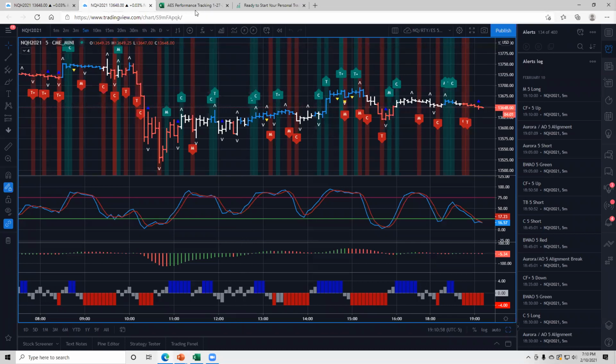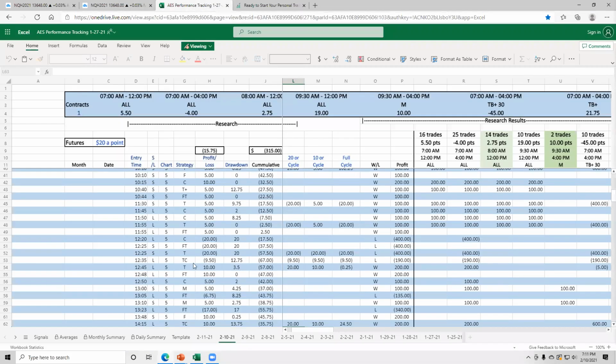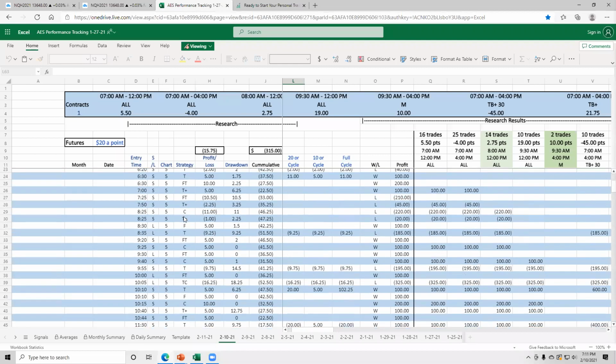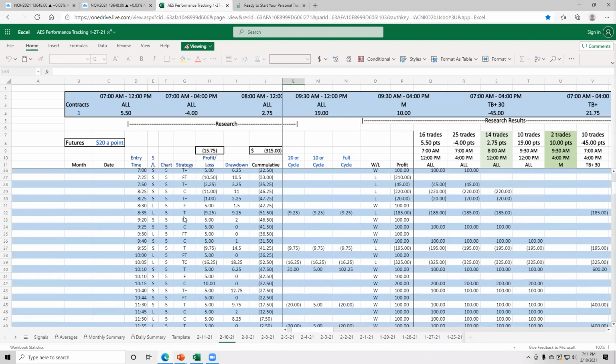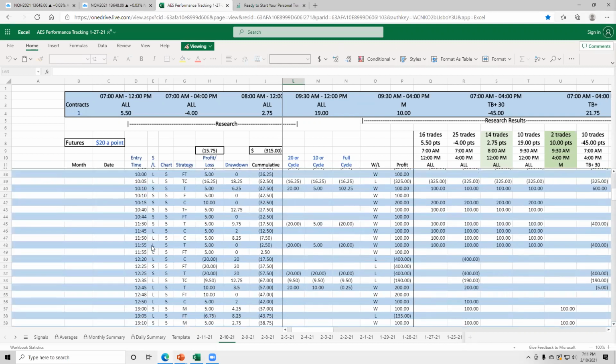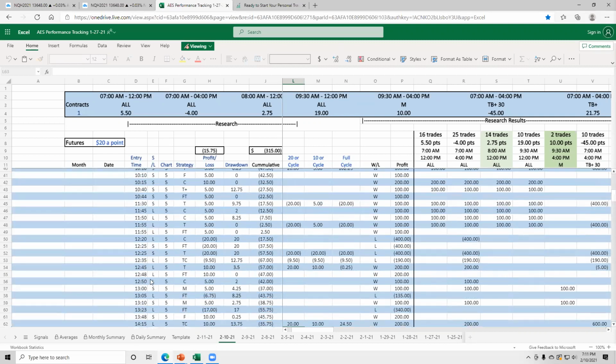So we're going to jump back over to our performance tracking here, and you'll see that we have the detail. I'm going to go back to 7 a.m. here. That's when most people start paying attention to it. From 7 a.m. forward, you can see all the detail tracking. We've got the time, we've got whether we were long or short.